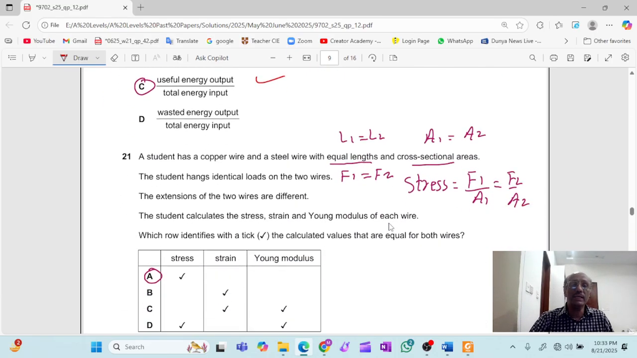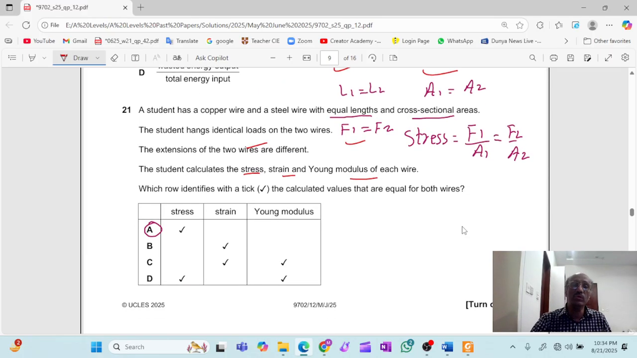Now our student has a copper wire and a steel wire of equal length. So L1 equals L2. Cross-sectional area A1 equals A2. The student applies an identical load, so F1 equals F2. So the extension of the two wires is different. The student calculates the stress, strain and Young's modulus. Which would identify a tick? The calculated value, would it be equal for both wires?